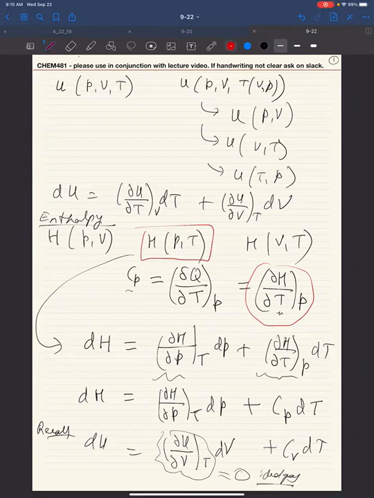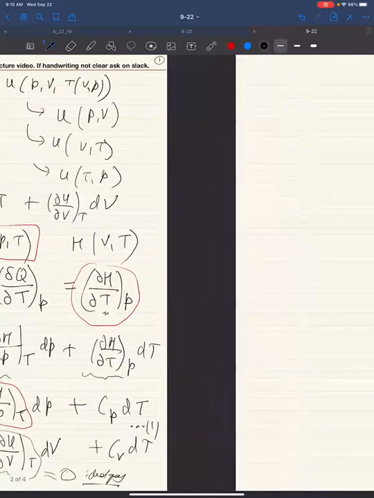Do we expect something like this to happen here also for an ideal gas? Let's write down this equation on the next page and think about that. So equation 1 says dH is equal to partial H by partial P at constant T dP plus partial H by partial T at constant P dT. The second term we already know is Cp dT, right? The question is, can we calculate the first for an ideal gas?